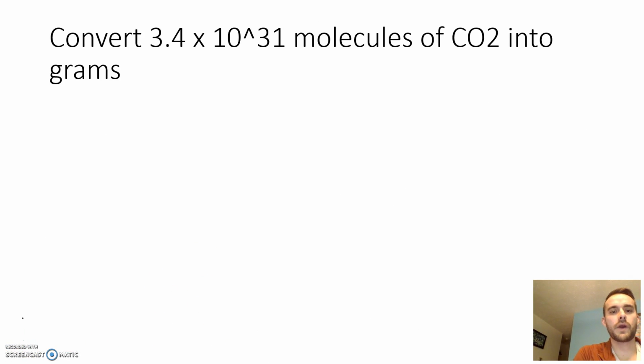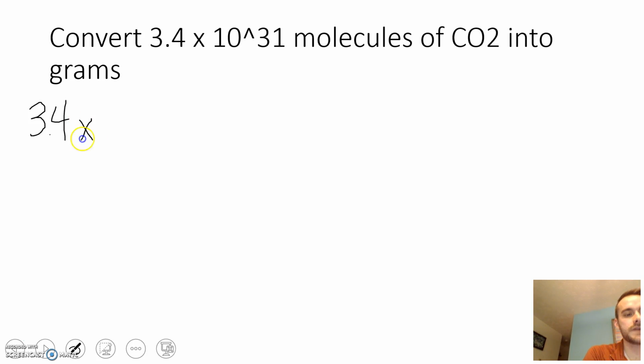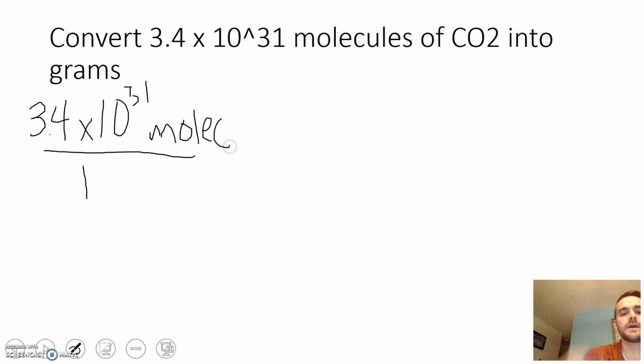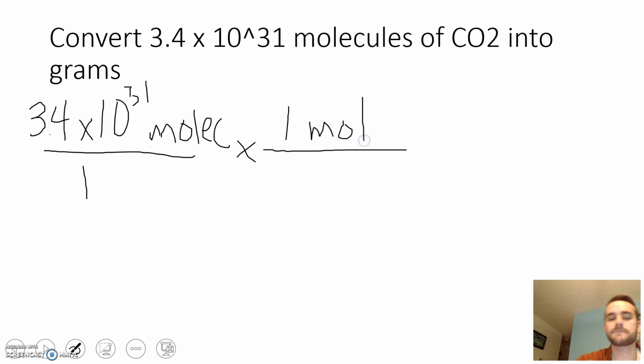Okay, and for this portion, we're going to go ahead and take this problem where we convert 3.4 times 10 to the 31st molecules of CO2 into grams. That's going to be the exact reverse of what we just did. Okay, so we're going to start with molecules. 3.4 times 10 to the 31st. That's over 1, and the unit is molecules. And we're working with CO2, right? Because that's multiple atoms, so it's a molecule. We want molecules to cancel, and we want to get to moles, because you're always trying to get to moles in the middle. Remember that mole map that we've used in class.